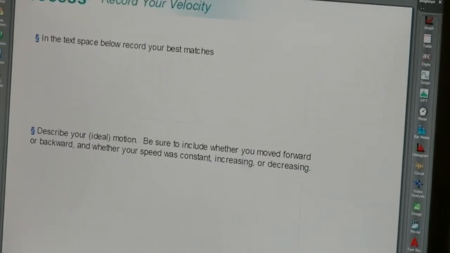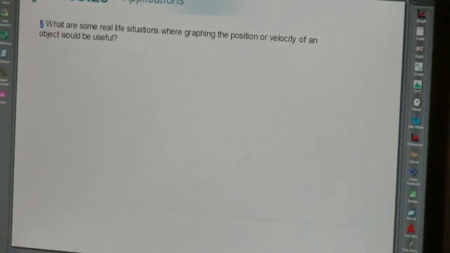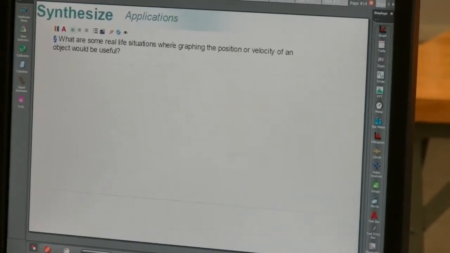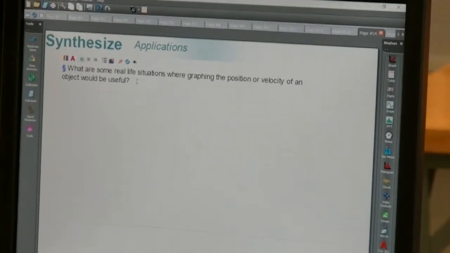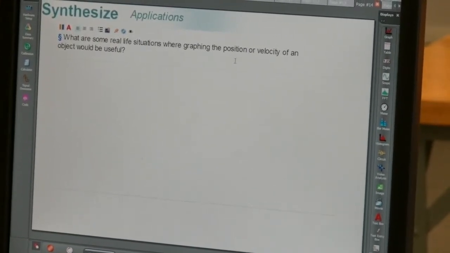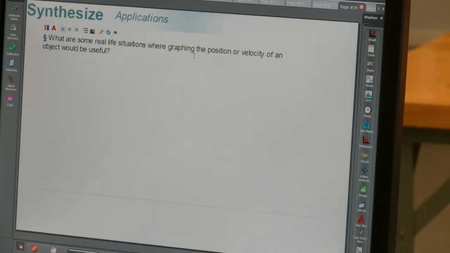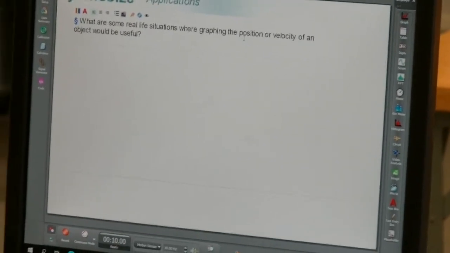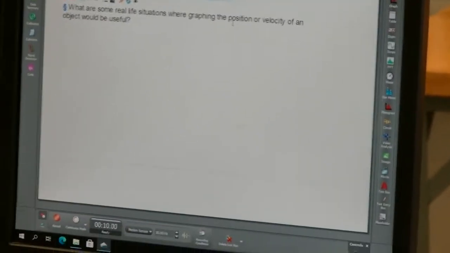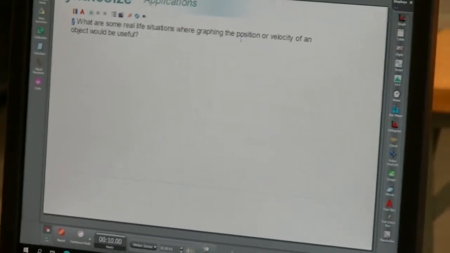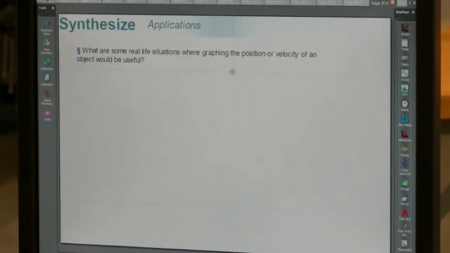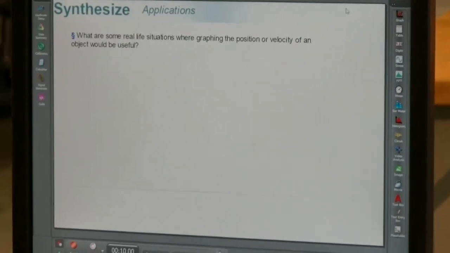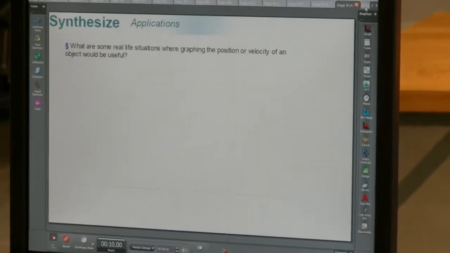Page 13. So going on to page 14, you have to answer the question where they ask what are some real life situations where graphing the position or velocity of an object would be useful. There are various examples. One example could be that when a speedometer is recording the velocity of the car, if it draws the position time graph, the slope will give the velocity, etc.